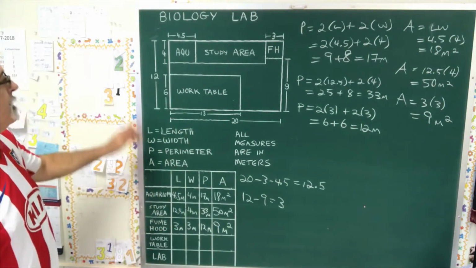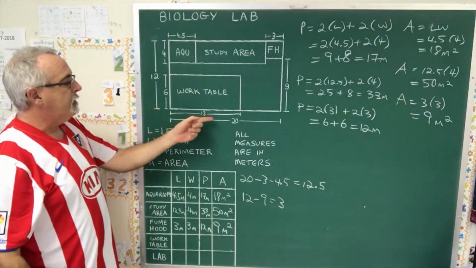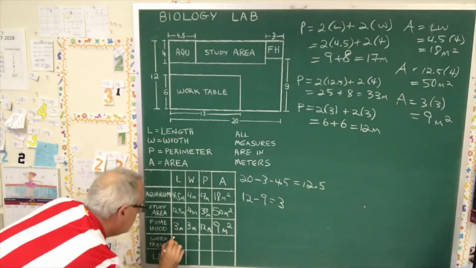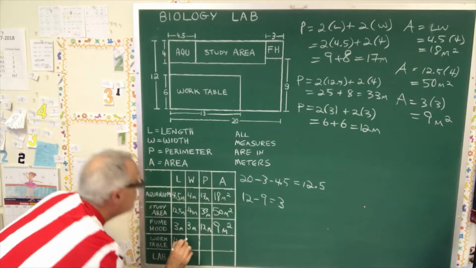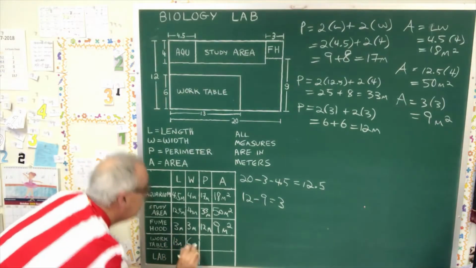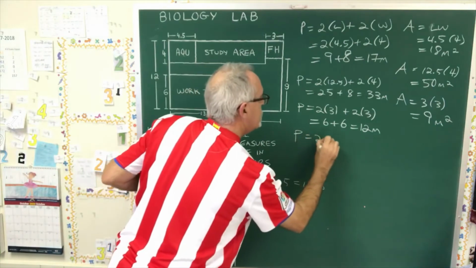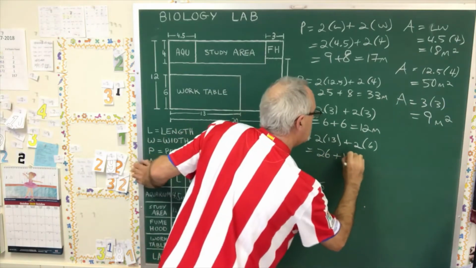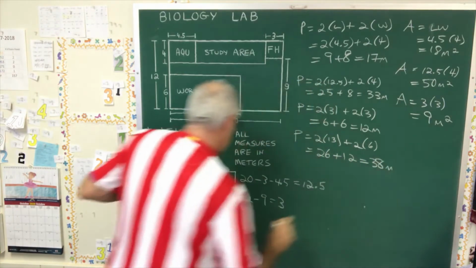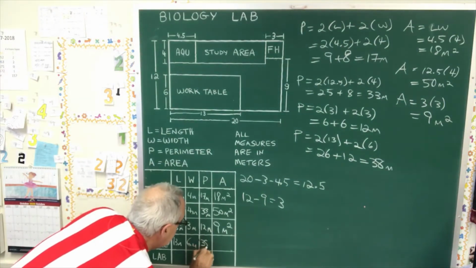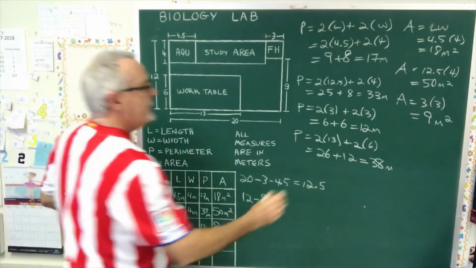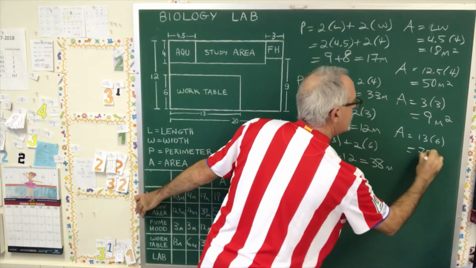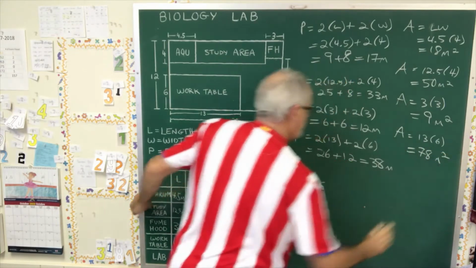Now let's move on to the work table. In this case, again, we are given the length of 13 and the width of 6. This is a little faster, so we can go right into filling in our table. We have 13 meters length and 6 meters width. The perimeter is 2 times 13 plus 2 times 6, which is 26 plus 12, which is 38 meters. And the area is 13 times 6, which is 78 meters squared.